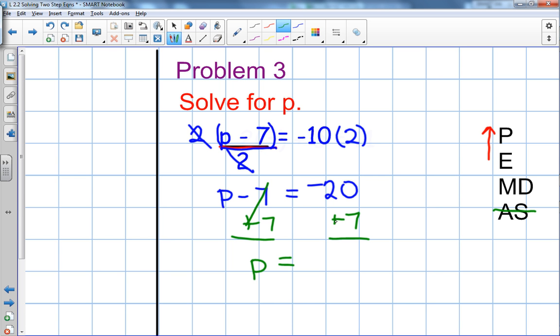Now here's where this adding and subtracting signed numbers that we learned in chapter 1 is really helpful. Negative 20 plus 7. Two numbers, both signs are different, so I take the bigger number 20, subtract the smaller number 7, get 13, and keep the sign of the bigger number. That's the negative part. So my answer is p equals negative 13.